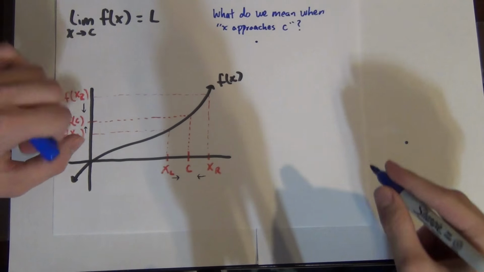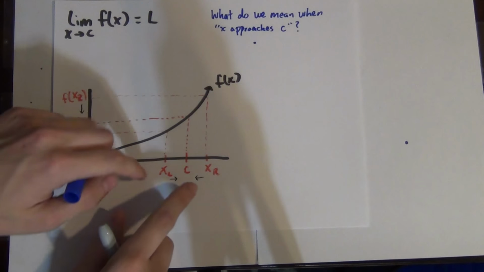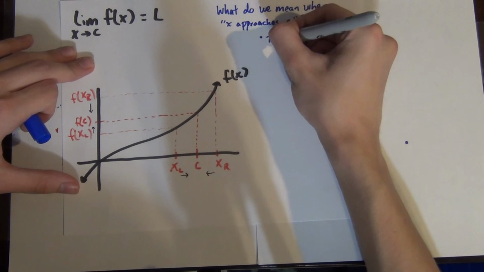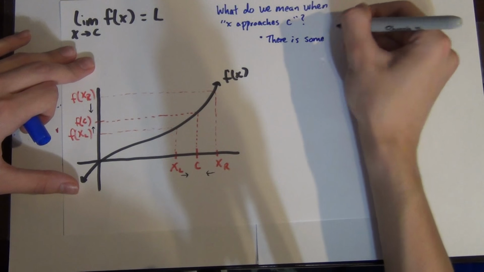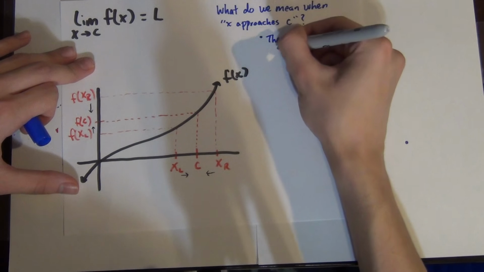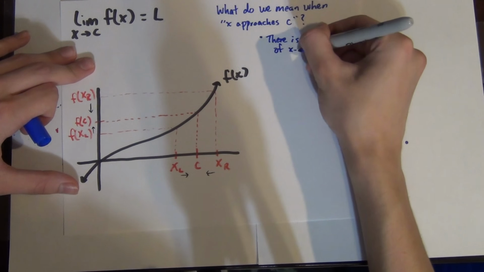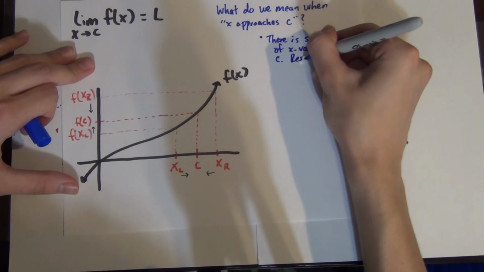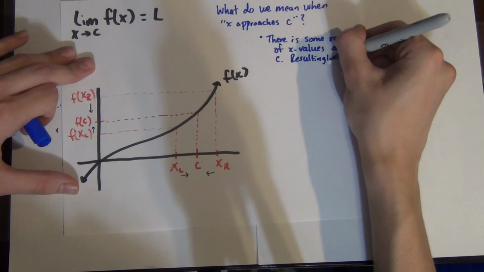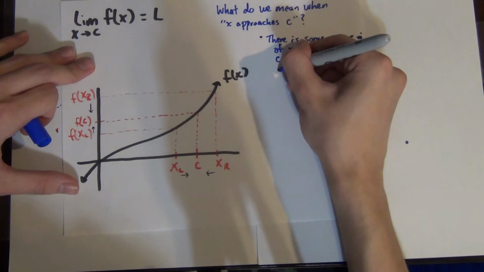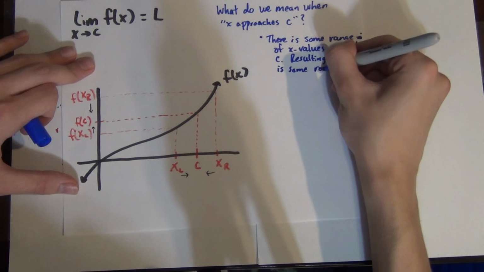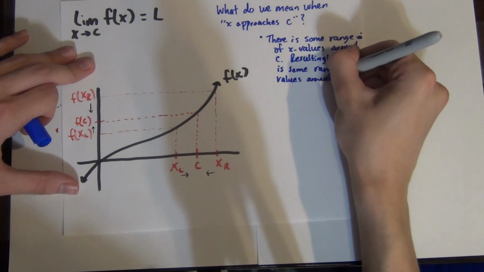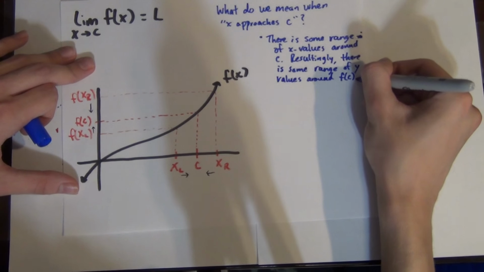Well, just like in this little example, there's some sort of range of x values around c, and there's a range of y values around my limit. So what I mean is some range of x values around c, and as a result of this range of x values, as we've seen by plugging the endpoints of that range in, there's a range of y values around the limit, which we're going to call f of c, but I could just as easily call it L.